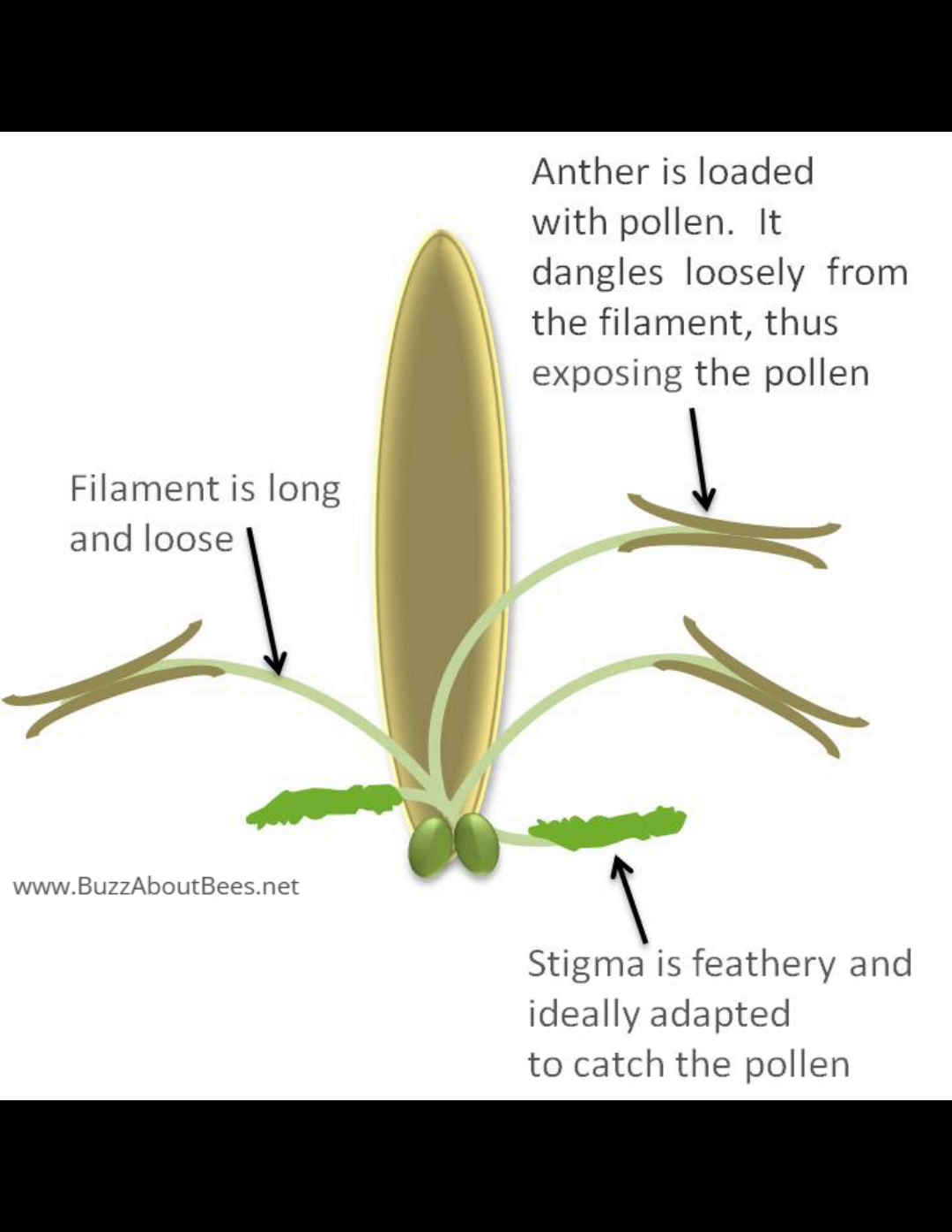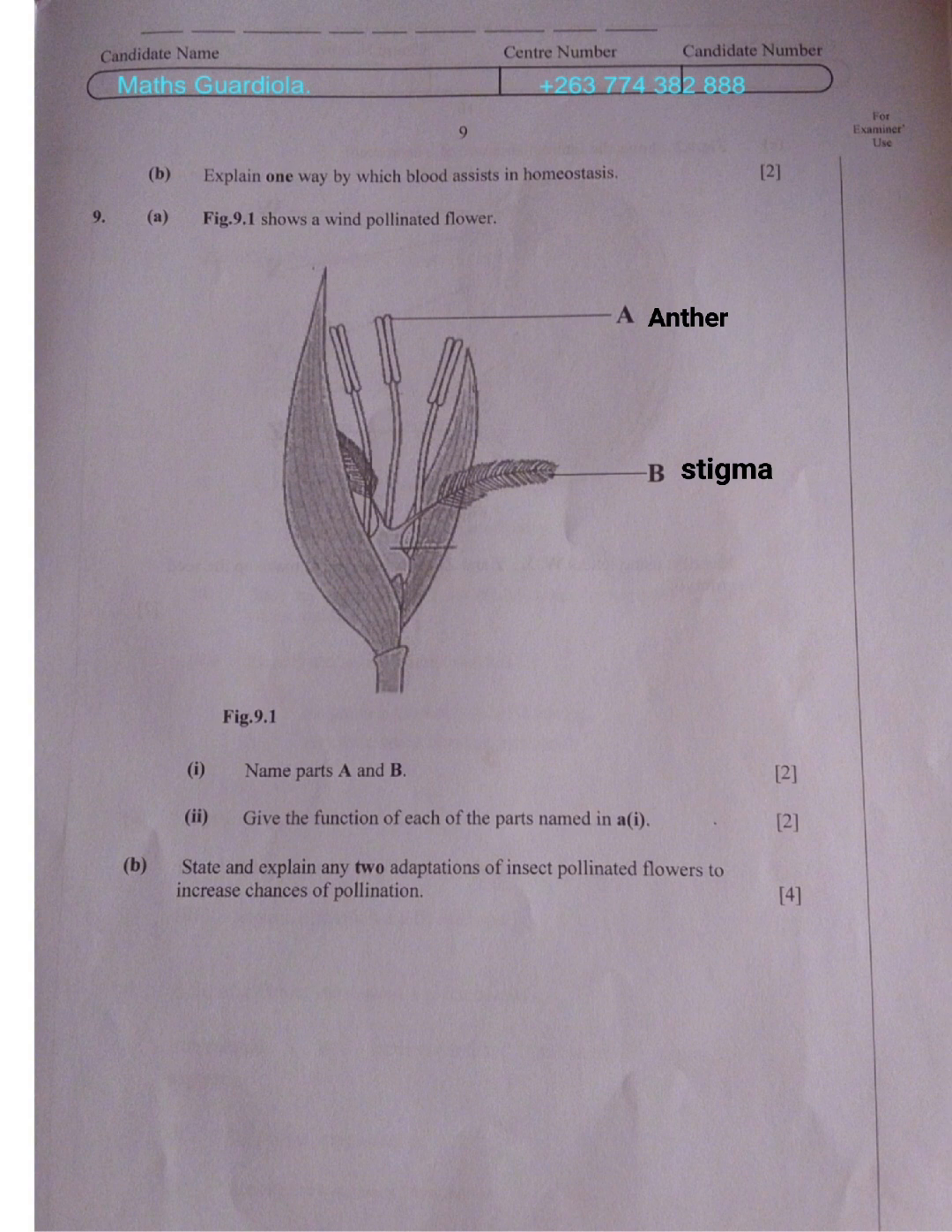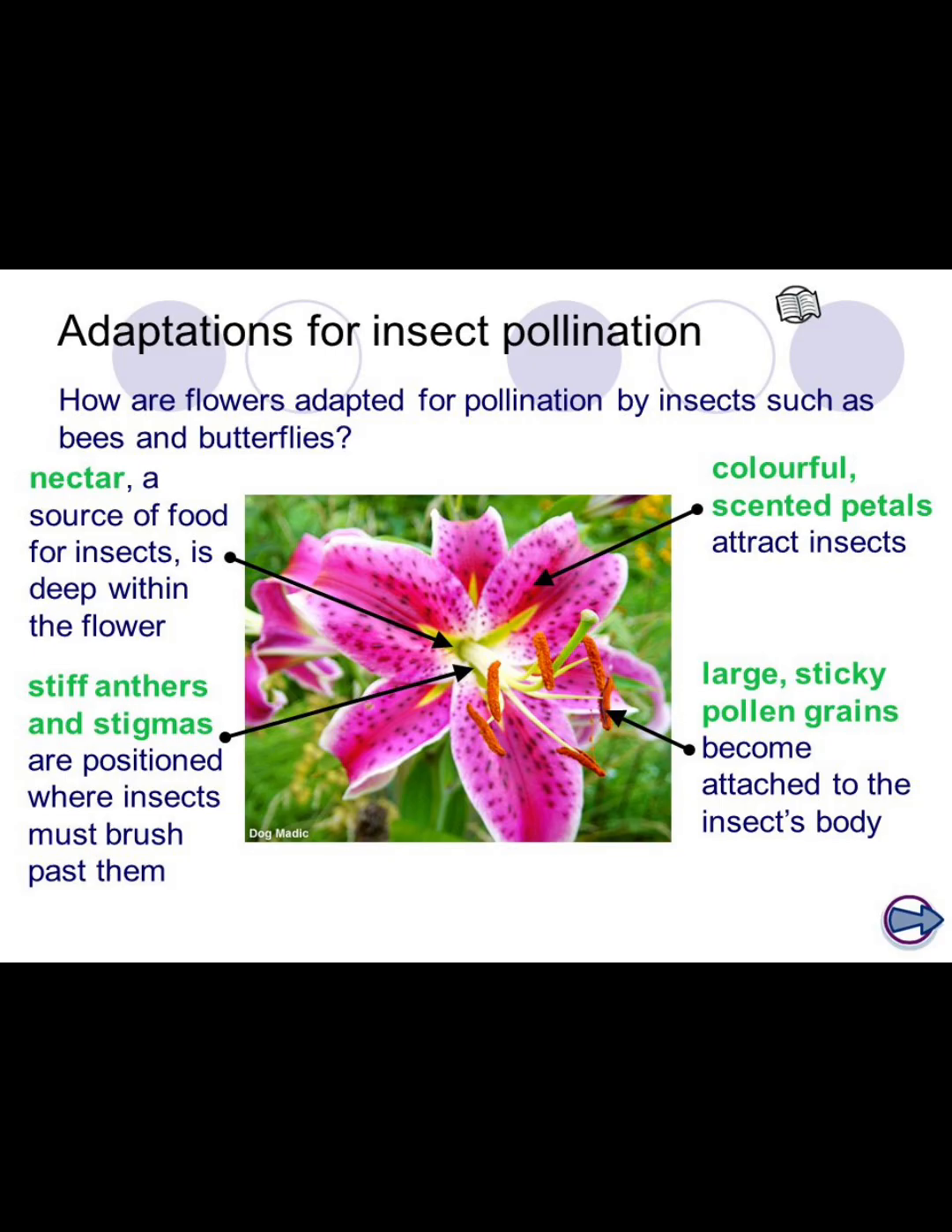And then on B, state and explain 2 adaptations of insect-pollinated flowers to increase the chances of pollination. So you should always make sure that if you are asked a question on adaptation, you link structure to function, right? So we are going to say insect-pollinated flowers have colorful petals. That is how you get the first mark. And then you need to explain that colorful petals are there to attract the insects, right?